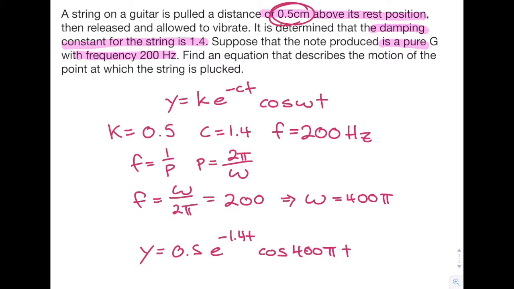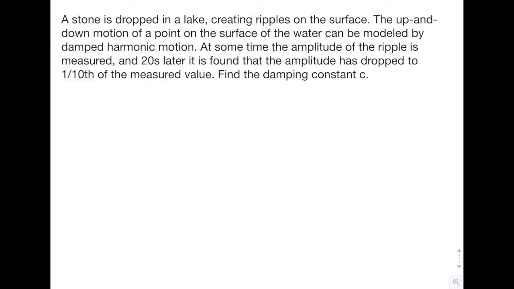Let's do another example. A stone is dropped in a lake, creating ripples on the surface. The up and down motion of a point on the surface of the water can be modeled by damped harmonic motion. At some time, the amplitude of the ripple is measured, and 20 seconds later, it is found that the amplitude has dropped to 1/10 of the measured value. Find the damping constant c.